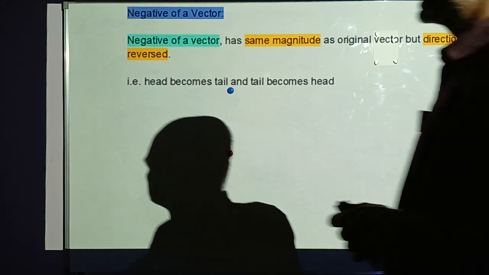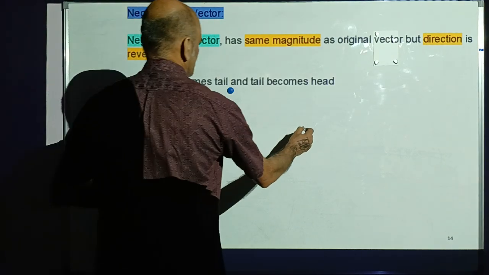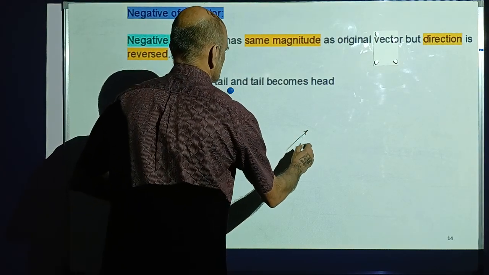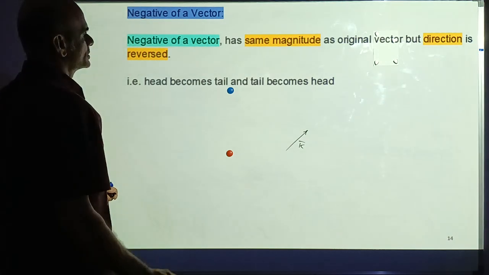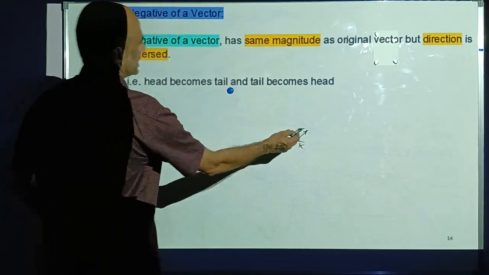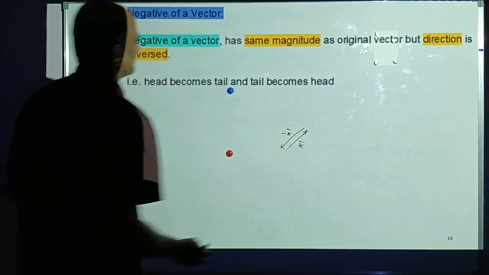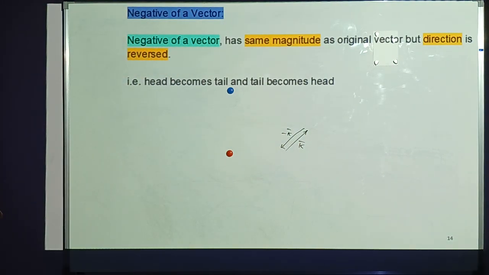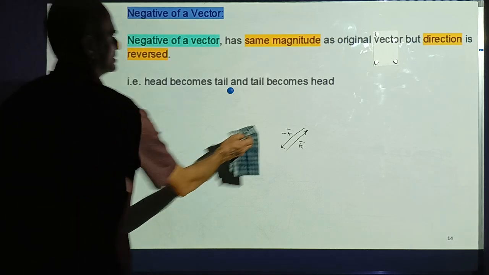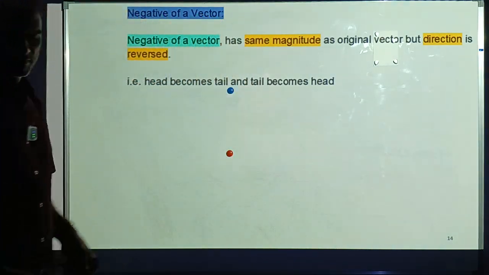The negative of a vector: take the vector and just reverse the direction. So this is a vector, say k. To get the negative of this vector, just reverse its direction. So head will become tail and tail will become head. So this is the minus k vector. It's obtained by multiplying by lambda, where lambda is minus 1.